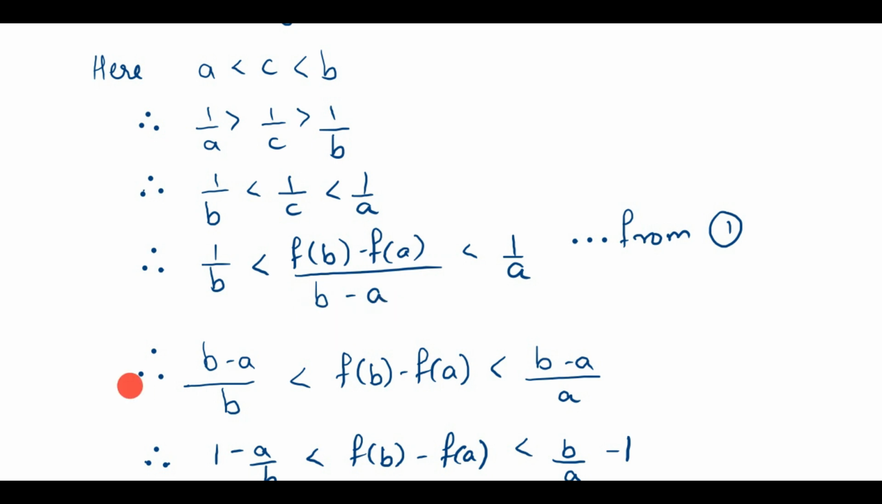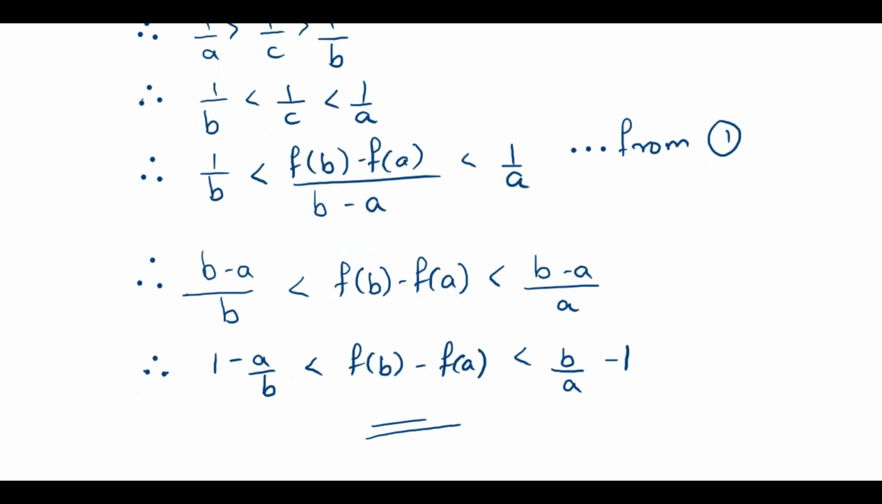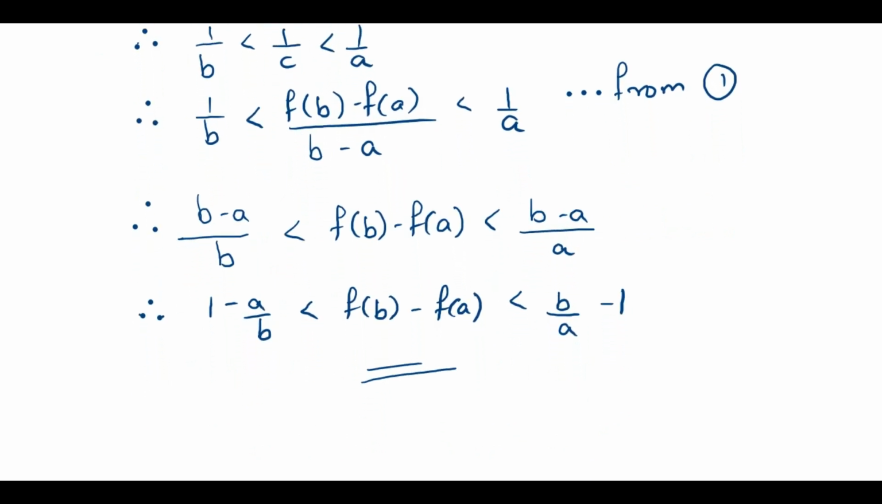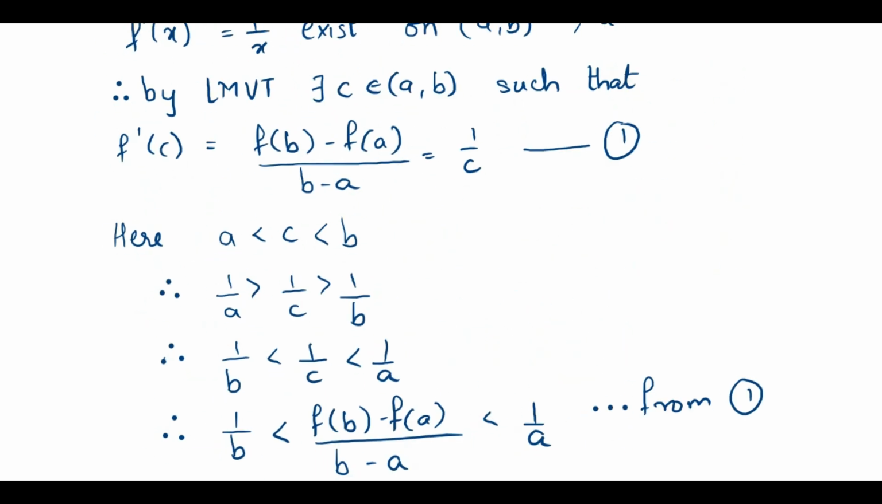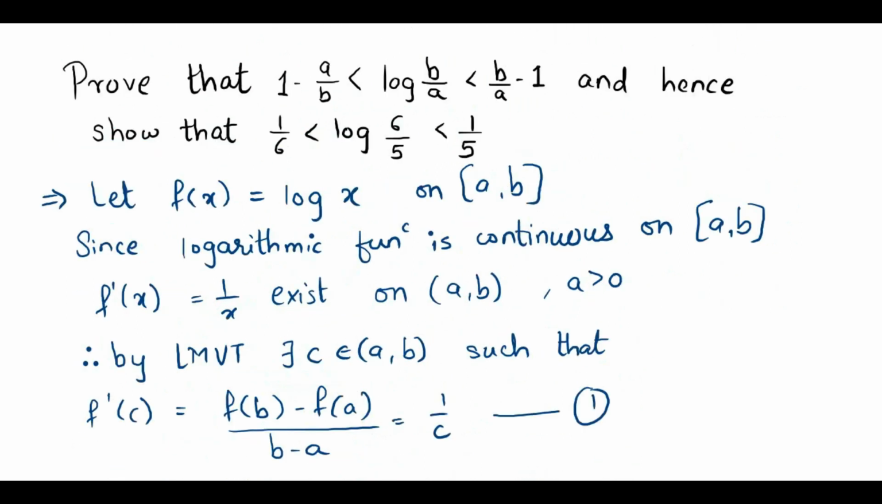So here simply multiply the whole equation by b minus a. You will get it like this. Now simply divide this part by b. We'll get 1 minus a by b is less than f of b minus f of a is less than b by a minus 1. So here we got our answer. Our first half of the question has been done.